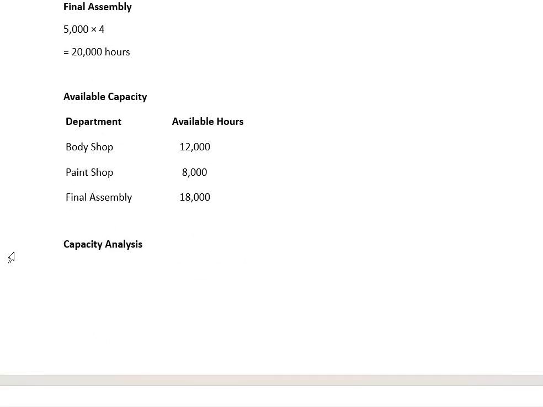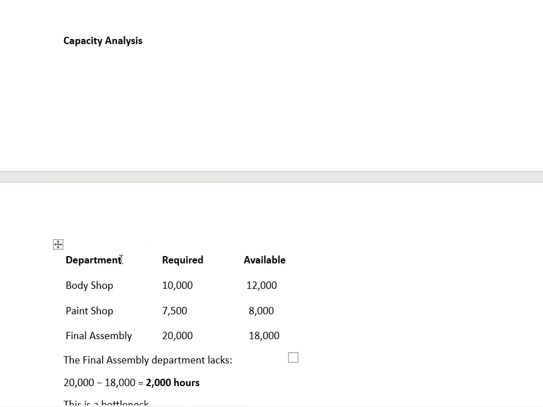Now capacity analysis, which I did earlier. Department is body shop, required is 10,000, available is 12,000. It is fine. For paint shop, required is 7,500, available is 8,000. It is also fine.